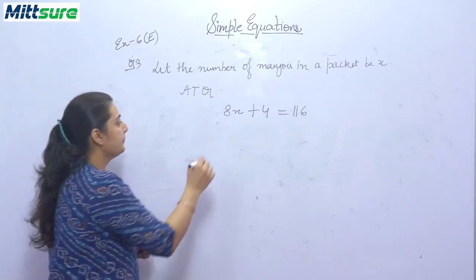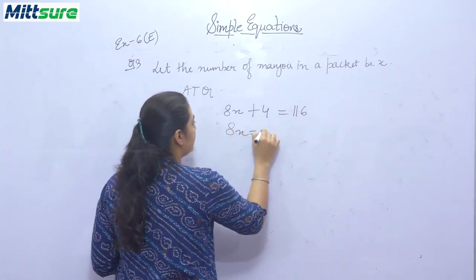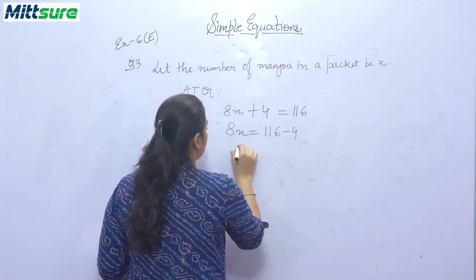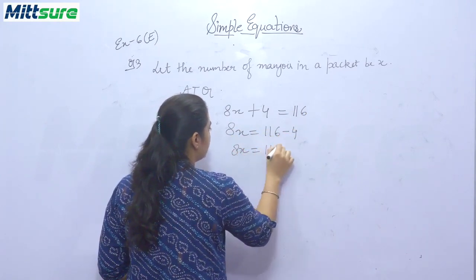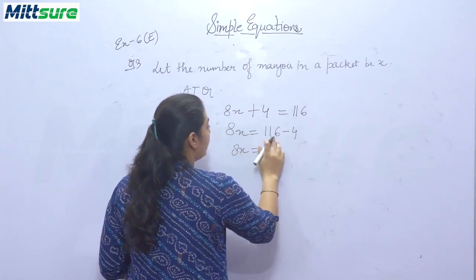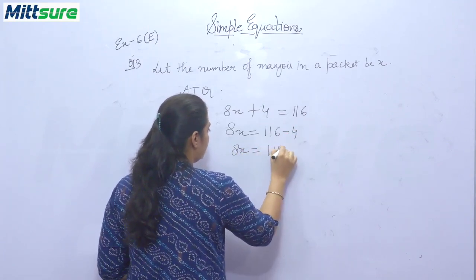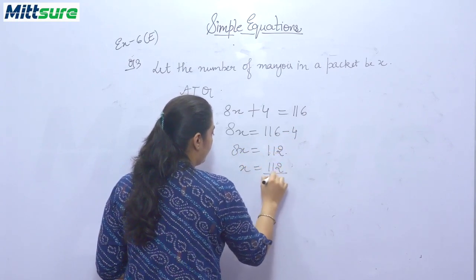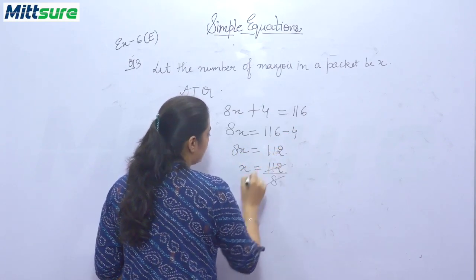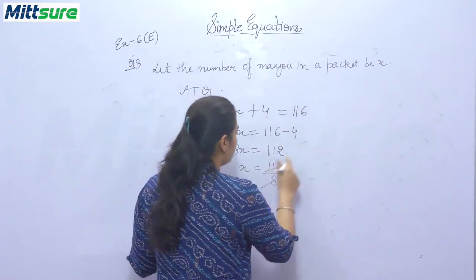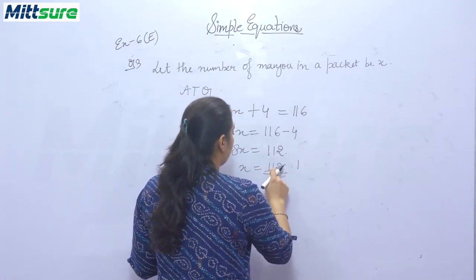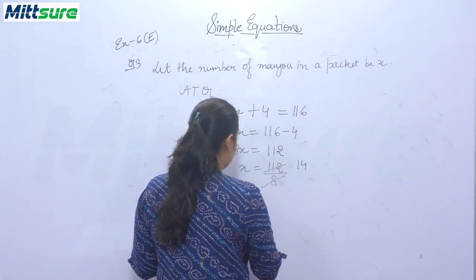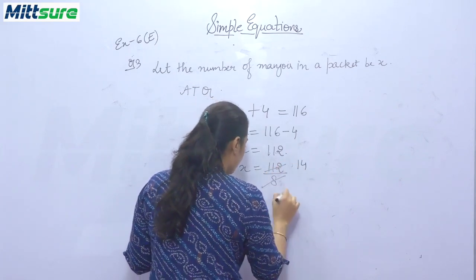Now we'll solve it. 8x equals 116 minus 4. 8x equals 112. Now x is equal to 112 upon 8. So how many times does 8 go into 112? It goes one time, then we have 3, and it goes 4 times. So x is equal to 14.